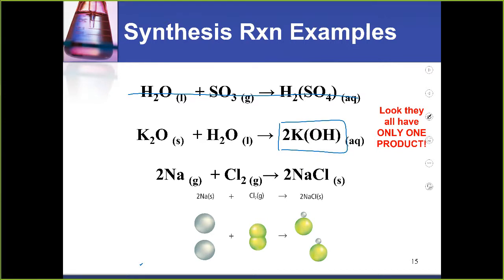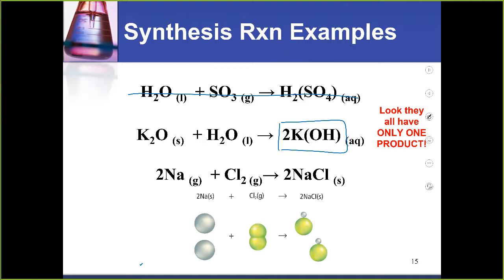And when I say one product, I don't mean numerically there's only one unit of KOH. It just means there's one type of product. Only potassium hydroxide is the end product. You can have any number as the coefficient. It could be 10 KOHs. Doesn't matter. It's just only KOH. There's nothing else forming. Only potassium hydroxide. Okay? These are compounds that are mixing to form another compound.